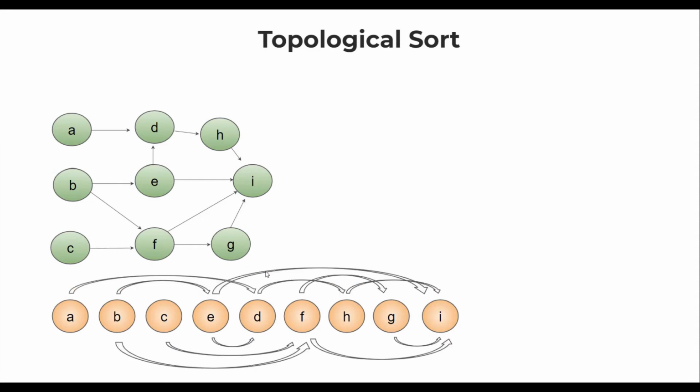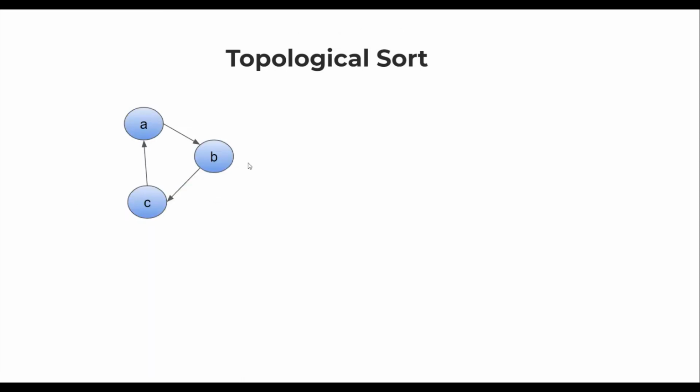If I draw the edges for these nodes like in the graph, we can see that all the arrows are pointing towards the right. If we realign the graph for this order, all the arrows should be pointing towards the right side always. If you take this graph, can you write a topological order for this?